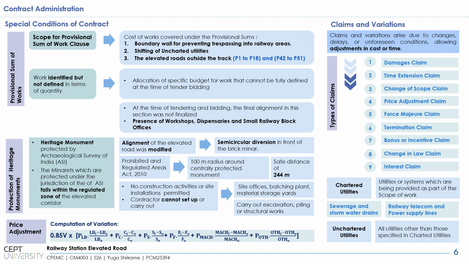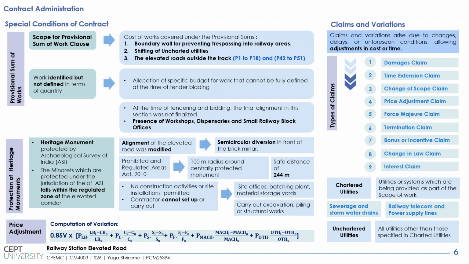For this project, the construction of boundary walls for preventing trespassing into railway stations, the shifting of uncharted utilities, and the elevated road, which comprises P1 to P18 and P42 to P51, which is the outside-the-track part, all fell under provisional sum of works. The chartered utilities are the utilities identified in advance during the bidding stage itself, comprising the sewerage and stormwater drains, and the telecom and power supply lines, and all other utilities are taken care of under the uncharted utilities.